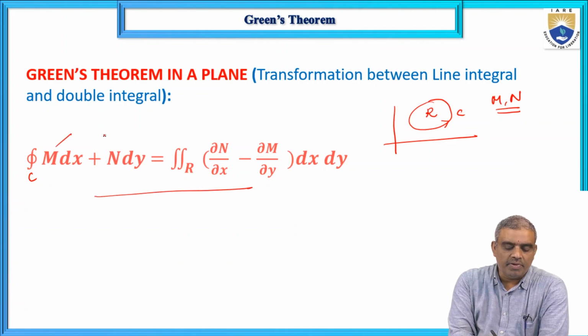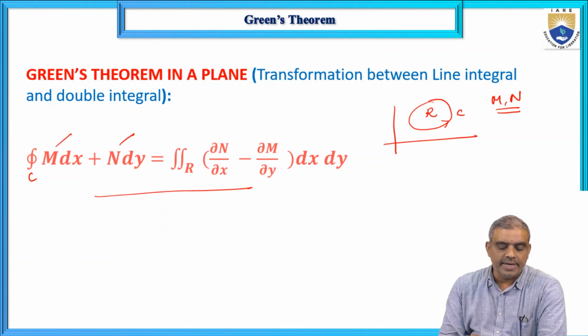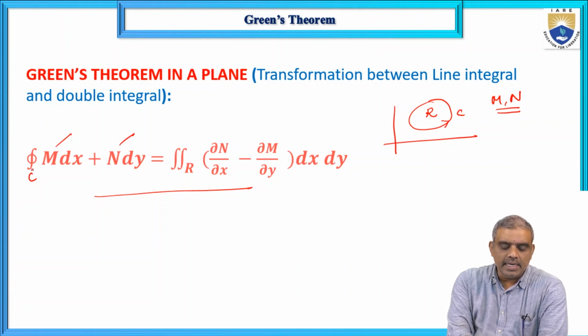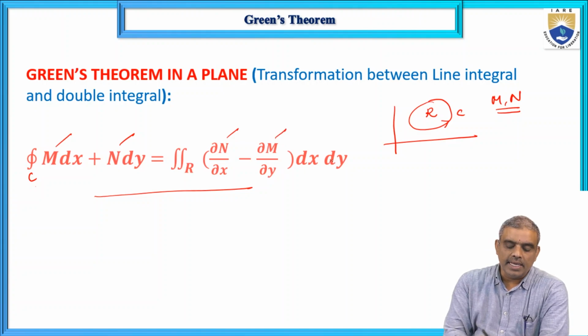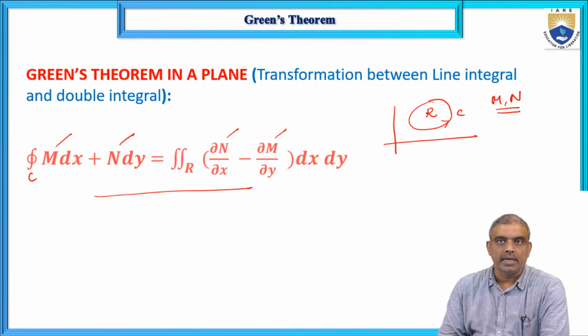So M and N are functions of x and y which are having continuous partial derivatives, and the line integral over the closed curve, the circle indicates the closed curve C, M dx plus N dy is equal to the double integral over the region R of N partial derivative with respect to x minus M partial derivative with respect to y dx dy. So clearly it is a relation between the line integral and a double integral.